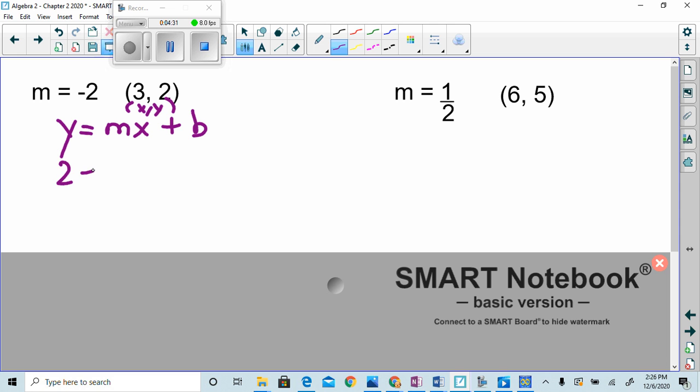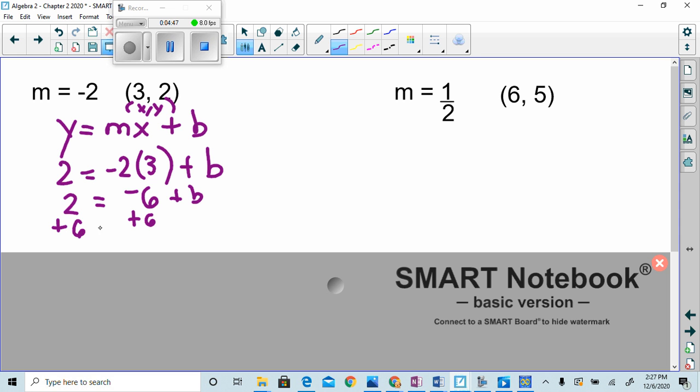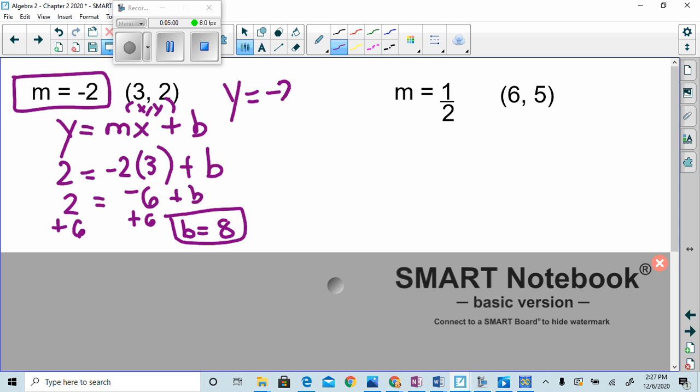So y is equal to, m is -2, x is 3, and I'm going to solve for b. Let's simplify by multiplying here. And one inverse operation, let's add 6 to both sides. And I find b is equal to 8. With those two pieces of information, the slope m and the y-intercept b, we have a line. y is equal to -2x plus 8.